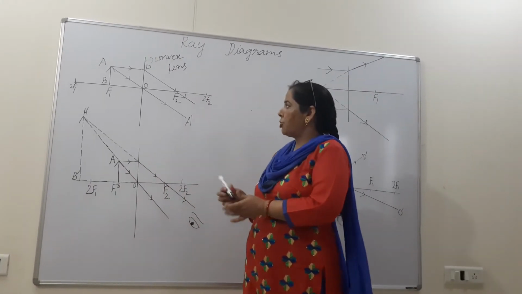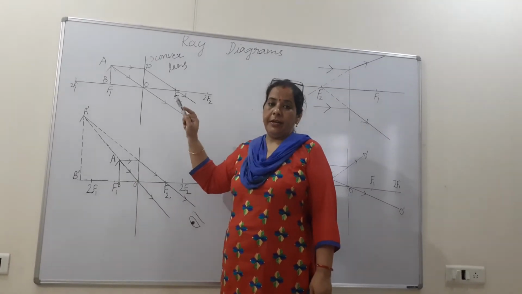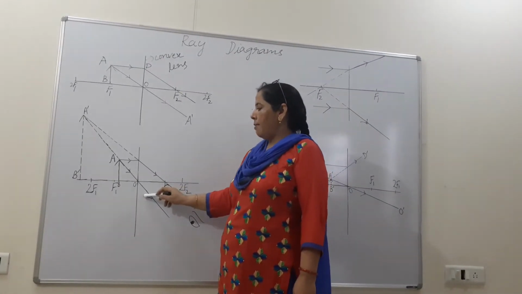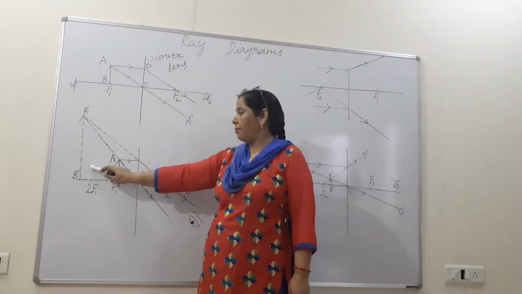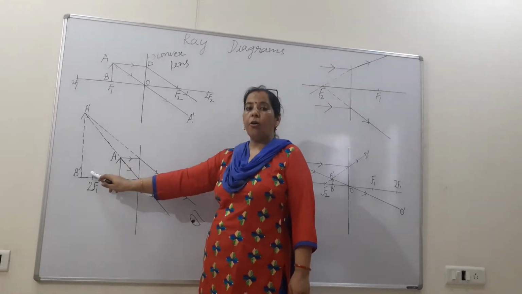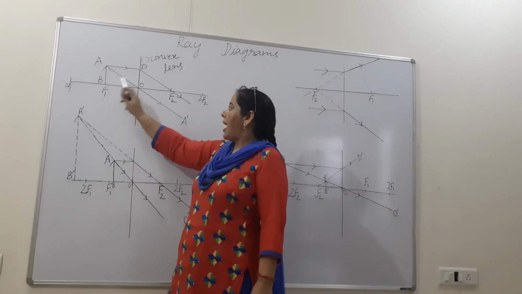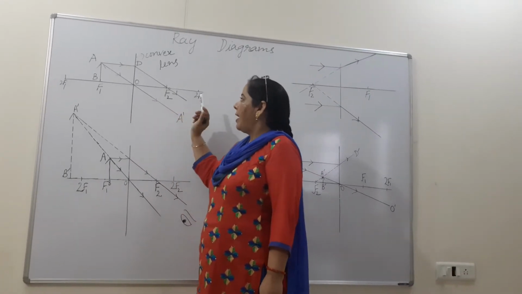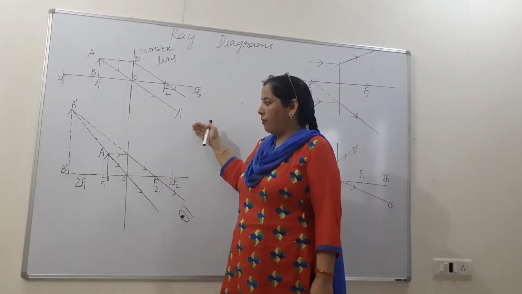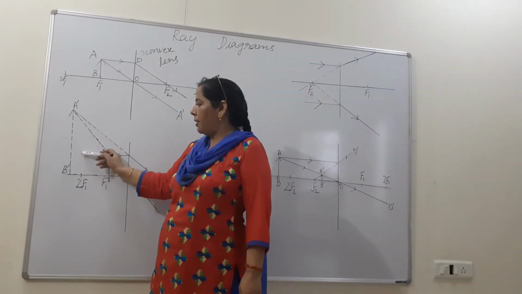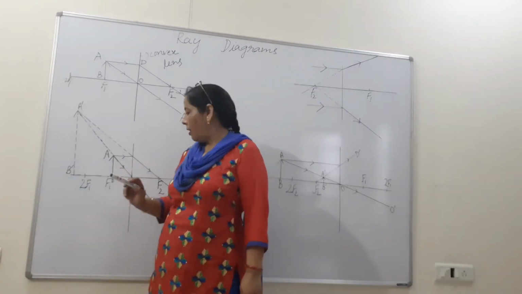For every other position of a convex lens, the image forms real and inverted. Only this diagram is where the image is formed virtual. Virtual means on the same side as the object. Real and inverted means the object and image will be on either side, and the image will form below the principal axis. If the image is virtual, it will lie above the principal axis and on the same side of the object.